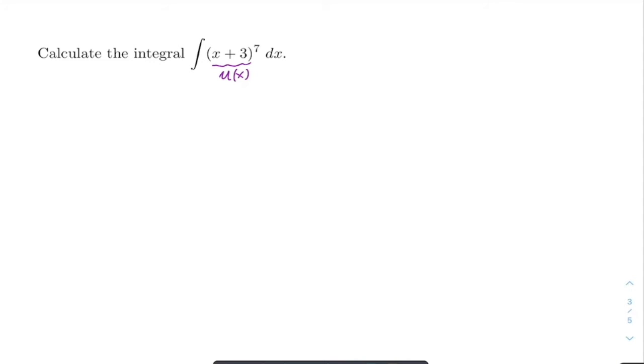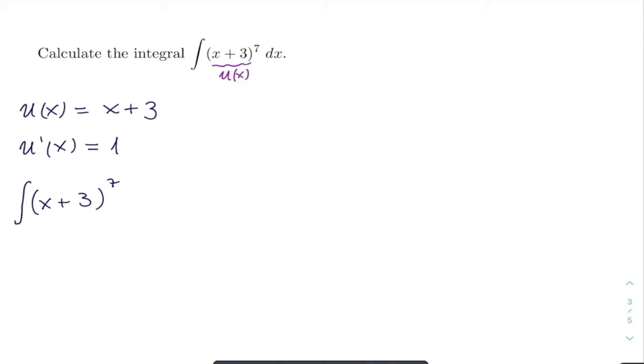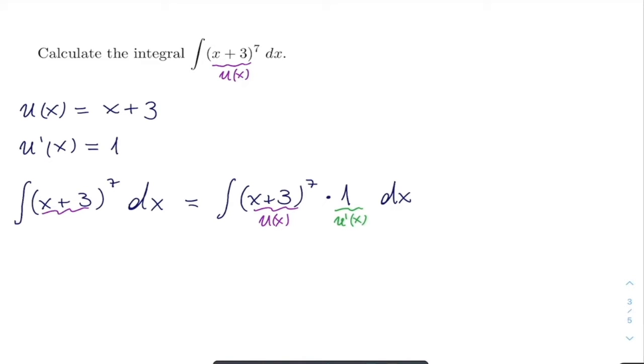So let's write this all together. We have that u of x is x plus 3. So the derivative of u is in fact equal to 1. So we can rewrite our integral as follows. This is the integral we want to compute, and we can rewrite this multiplied by 1, because multiplying by 1 changes nothing. Now we have here u of x, and we have the derivative, that is u prime of x.